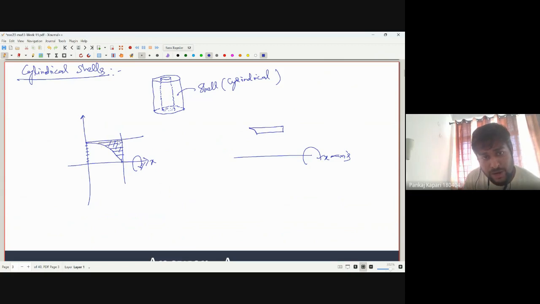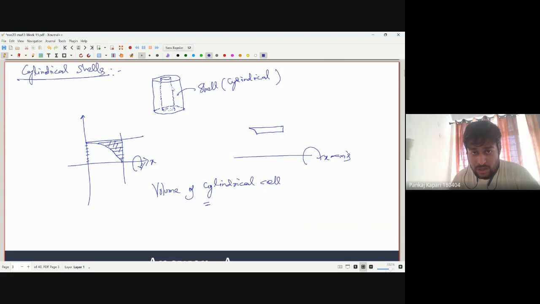So as many partition points as you have, there are as many cylindrical cells, and then you have to add the volume of each cylindrical cell, and then you integrate. So for that we have to find the volume of a cylindrical cell. So what is this volume?